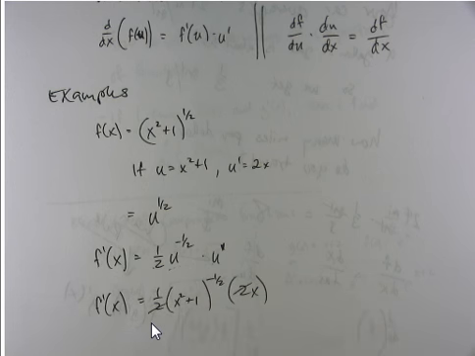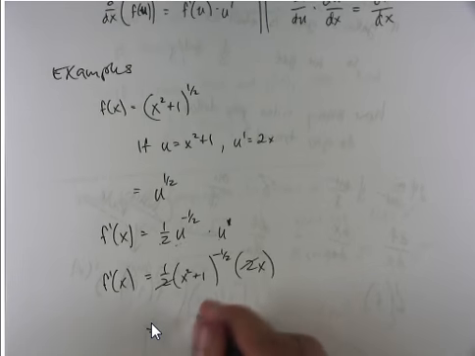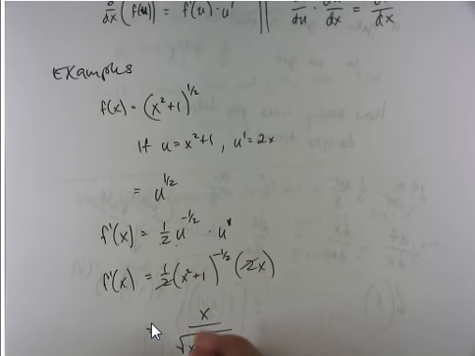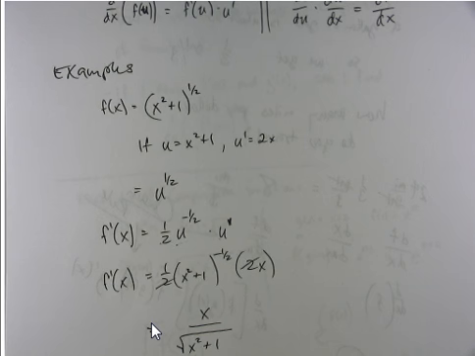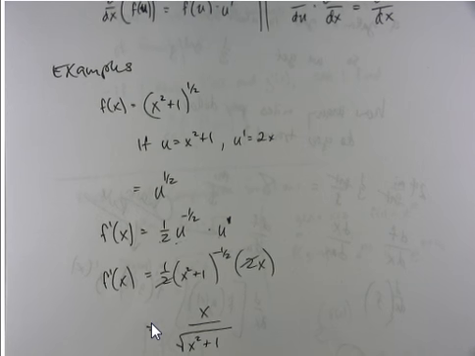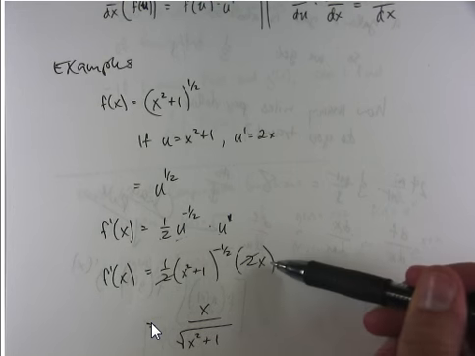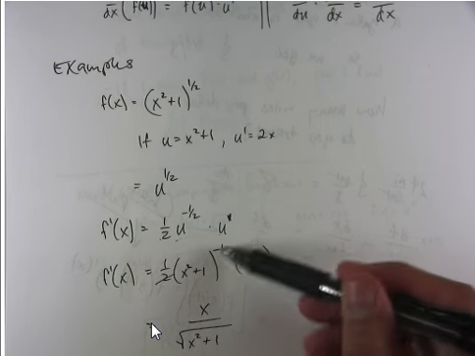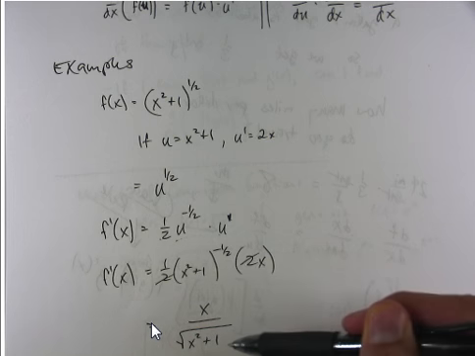The 2's will cancel. I don't like this negative exponent. So a little bit of algebra will give me x over the square root of x squared plus 1. This is a positive exponent, so it's fine in the numerator. This is a negative exponent, so the whole shebang here moves to the denominator.